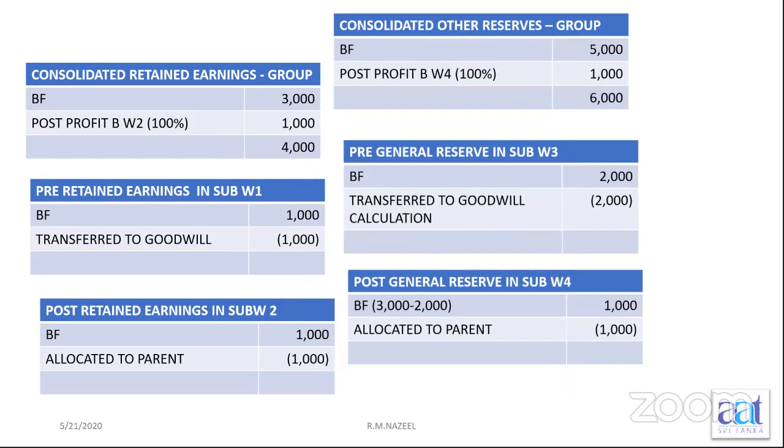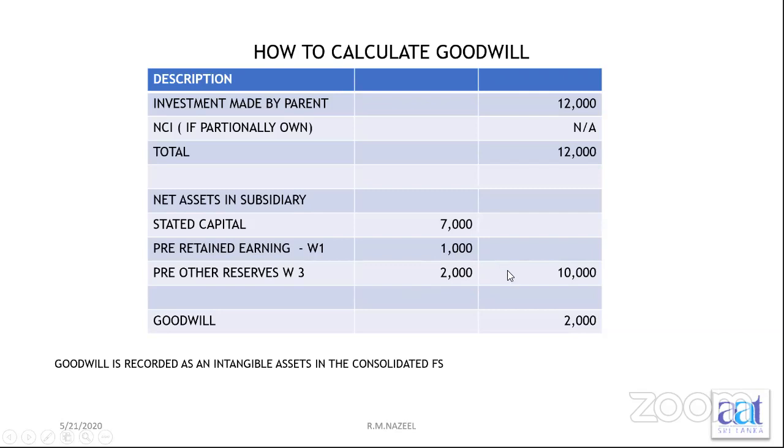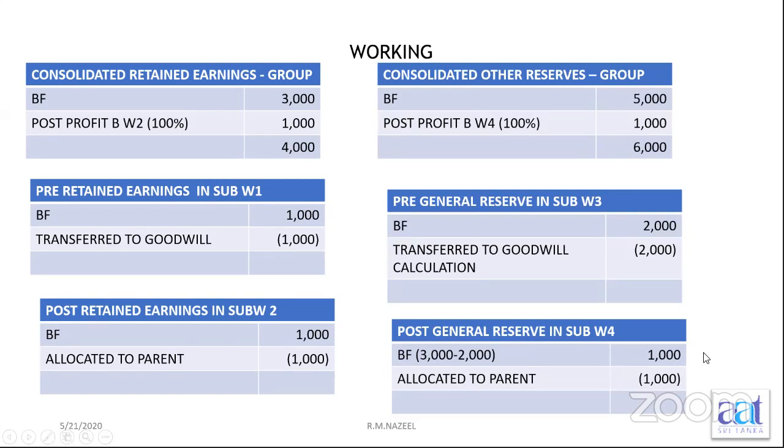Similarly, see the general reserve. Parent general reserve was 5,000. Subsidiary general reserve was 3,000. Out of that, 2,000 is pre-general reserve, which we have taken to the goodwill calculation. But the post-general reserve is added to our general reserve. Our general reserve is 5,000, post is 1,000, therefore the total is 6,000, right? You need to prepare T accounts like that. So the cardinal rule is this: you need to prepare pre-post accounts of general reserves and retained earnings.